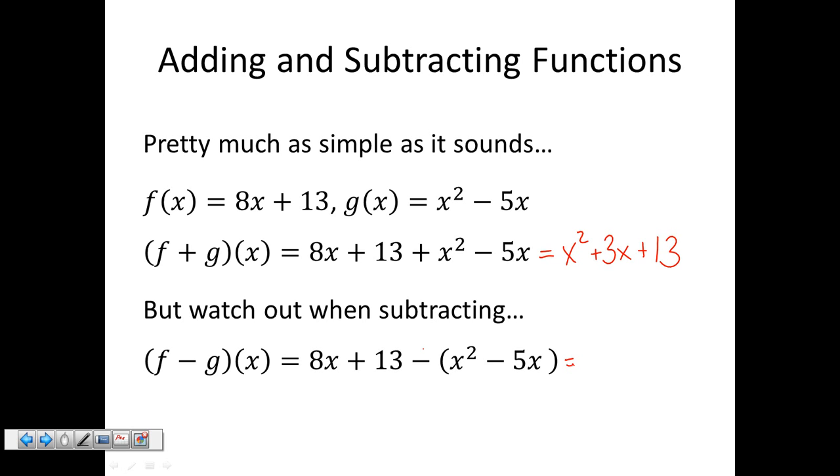Again, this time when I combine like terms, when I put it in my standard form, things are going to look a little bit different. Negative x squared, because that negative multiplies in. And now I have 8x plus 5x, which is 13x plus 13. Okay, so just watch out when you're subtracting that you make sure that you distribute that negative through.